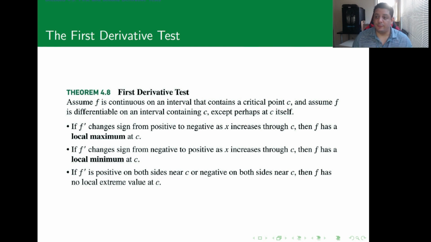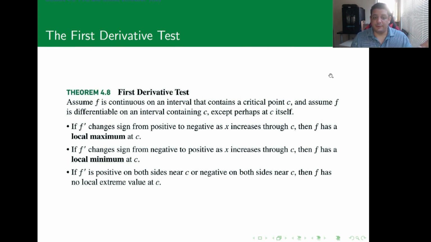if the function is decreasing before the critical point and then increasing after the critical point, then we have a local minimum. And if the function was increasing before the critical point and decreasing after the critical point, then we have a local maximum. Part 2 has some examples of that, and now we're going to define the theorem.